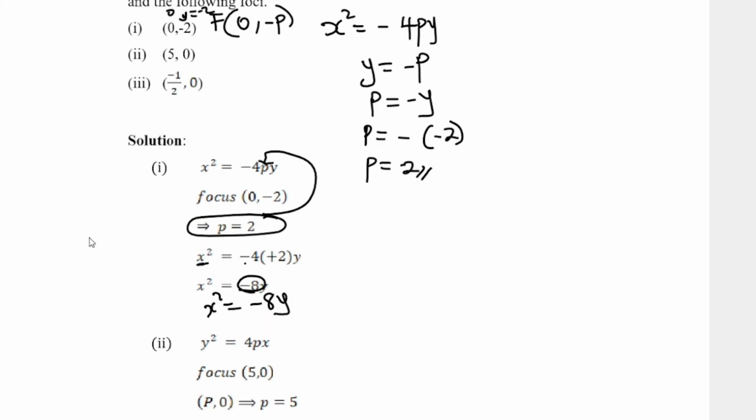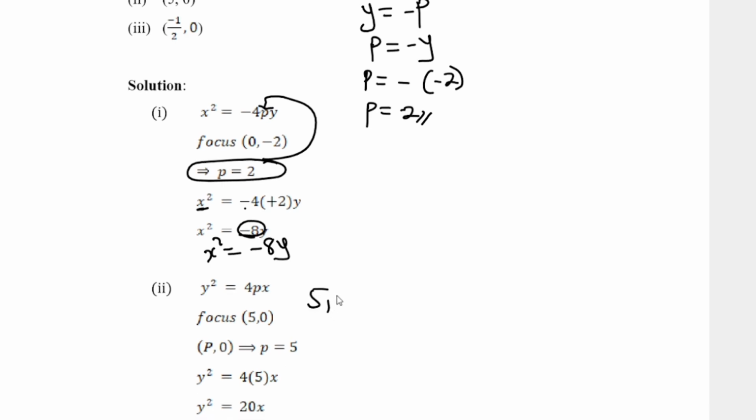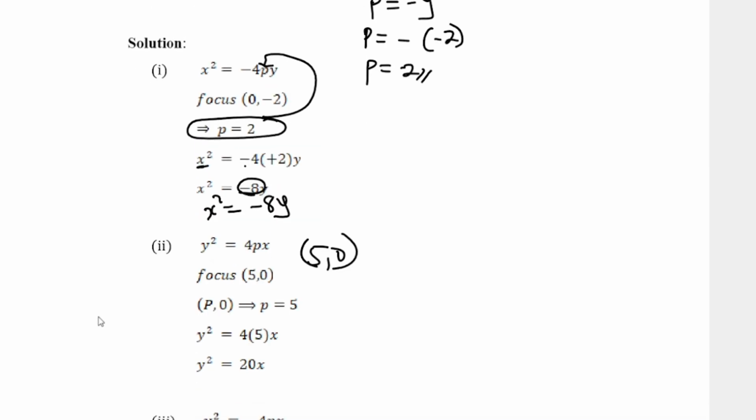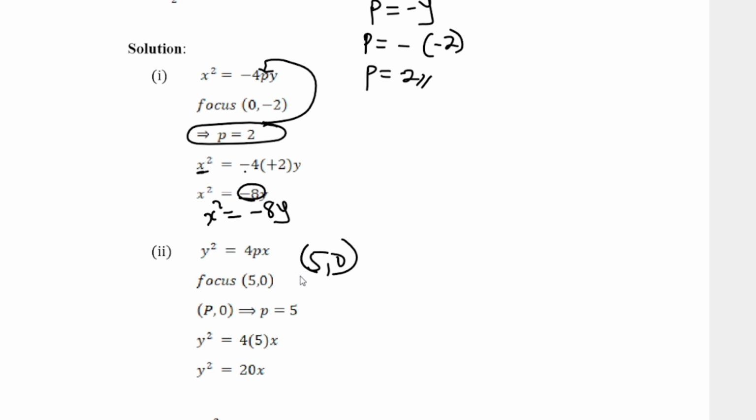And for the second one, we have the focus to be (5, 0). So this means that the parabola is open to the positive direction of x. For that matter, our equation is y squared is equal to positive 4px. So if our x is equal to p, then it means that p is equal to 5. From here, our x is 5 and y is 0. Since the parabola is open to the positive direction of x, our y is equal to 0.